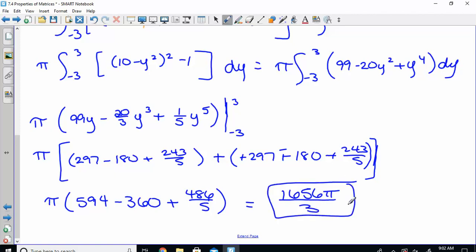$1,656 pi. So the hardest part is the setup, if you're not just rotating around the axis.